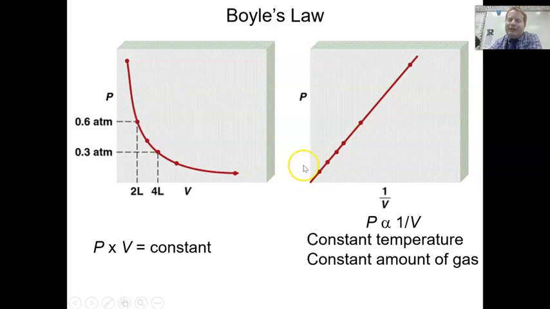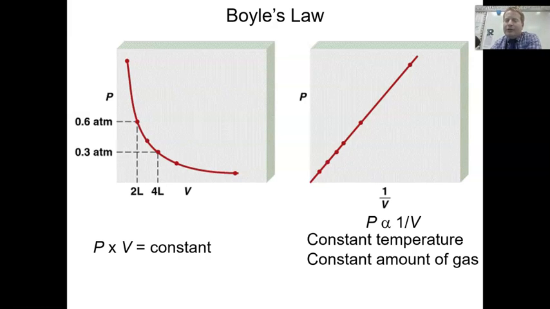So this is what a straight line like that would look like. They're actually proportional, pressure versus inverse volume, whereas pressure versus regular volume are inversely proportional. A reminder as well that this only works at constant temperature and a constant amount of gas, right? The moles of gas are not changing if this is going to work.